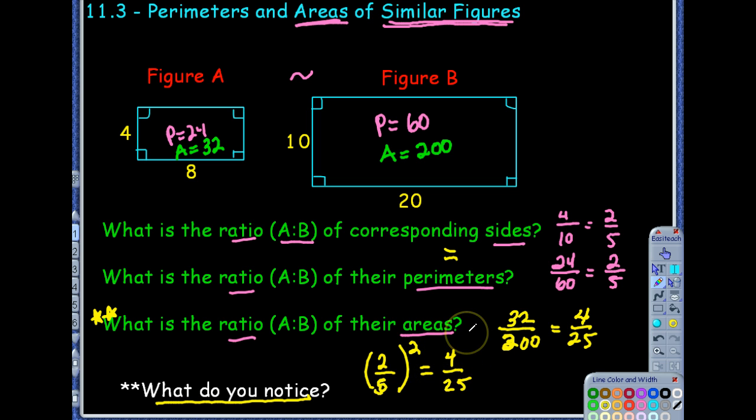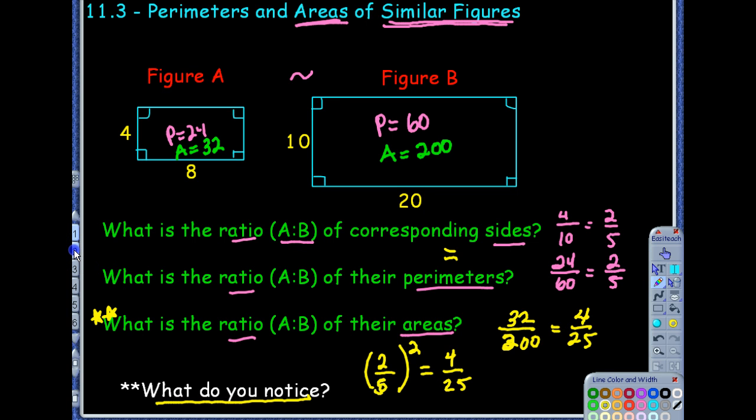So this is kind of convenient, and that does work every single time. This is actually a theorem we're going to write down here. If I know the ratio of the sides or the ratio of the perimeters, I can find the ratio of the areas without actually finding the areas. So we're going to jot down this idea.